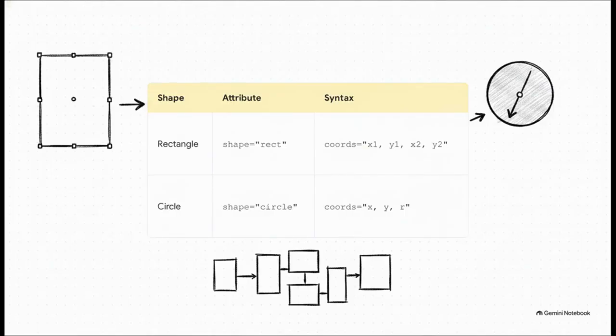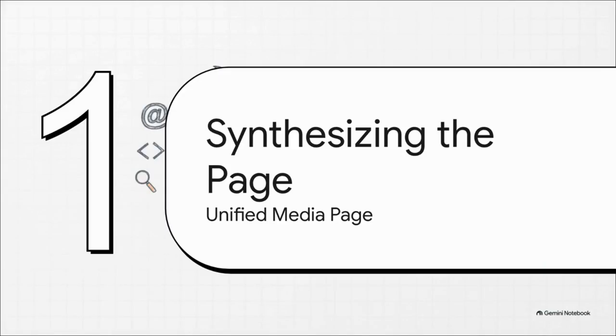This shape and coordinate diagnostic is essentially your cheat sheet. These are the literal formulas you'll need to memorize and punch in for the exam. For a rectangle, shape equals rect uses x1, y1, x2, y2. For a circle, shape equals circle uses x, y, r. Lock this blueprint into your brain. Whenever you see an image map question, just pull up these specific syntax rules and map them straight to your image dimensions.